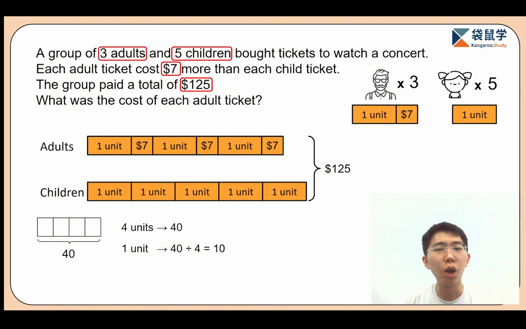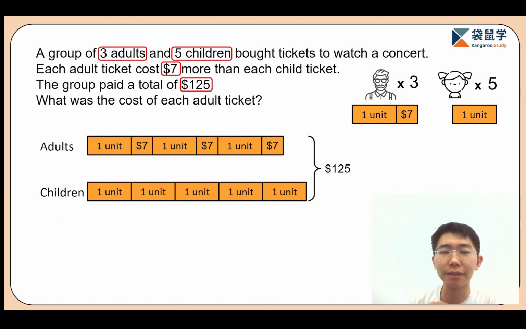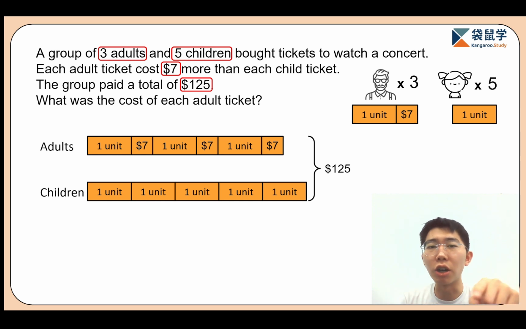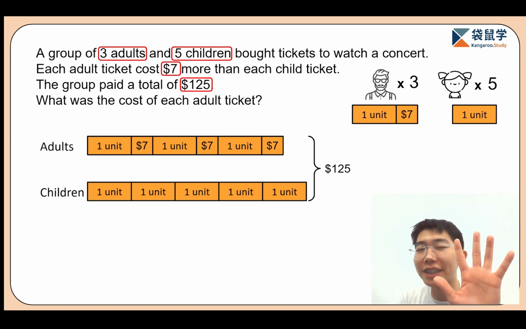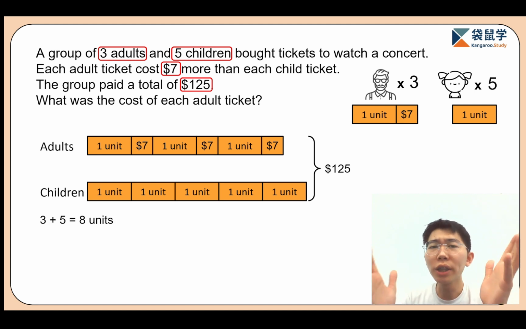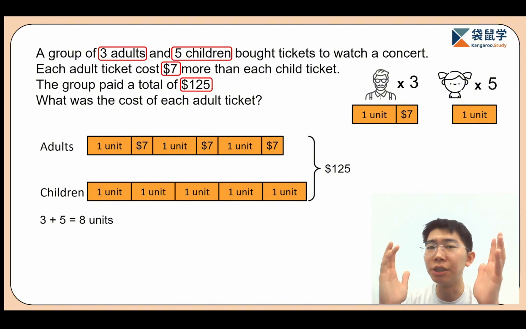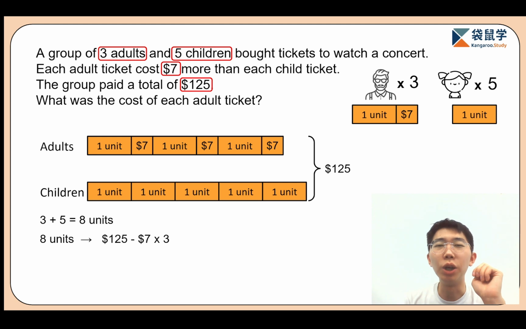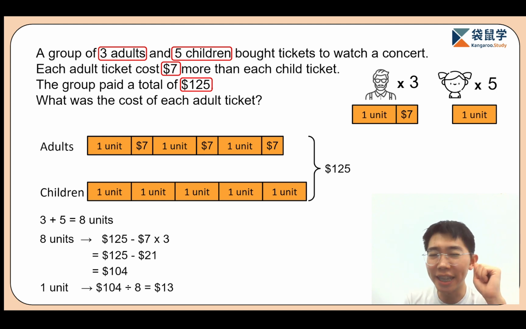Now back to this question, where can we find the number of units? In the adult's cost, how many units are there? 3 units. And in the children's cost, how many units are there? 5 units. So in total there are 3 plus 5 equals 8 units. And what is the corresponding value of these 8 units? It's 125 minus the 3 sevens, which is 125 minus 21, which is $104. So the cost of 1 unit is 104 divided by 8, which is $13.